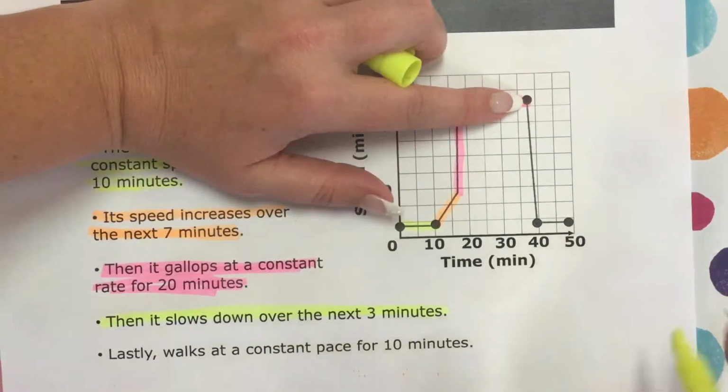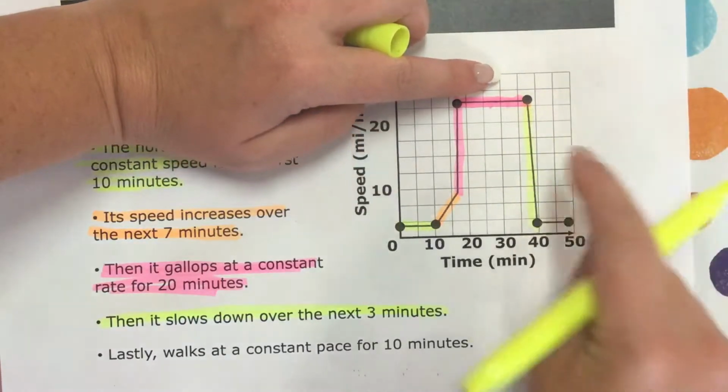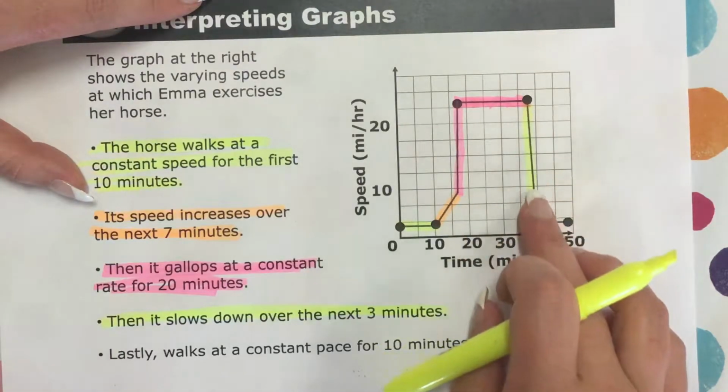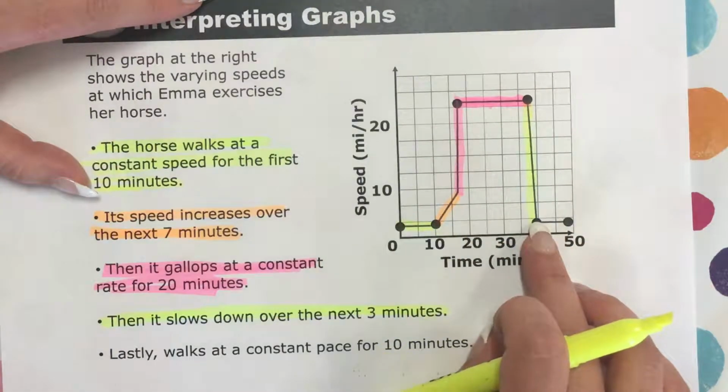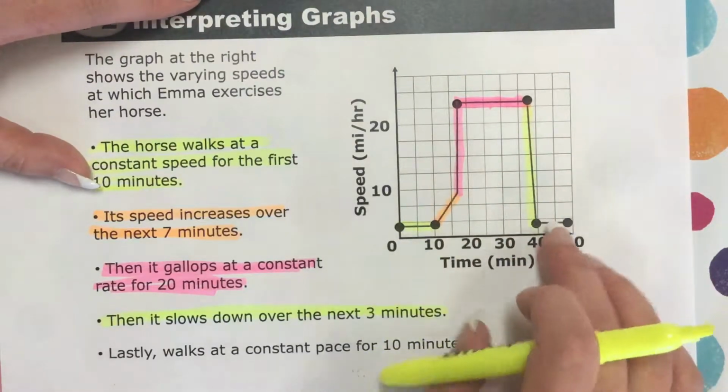So right here, over the next 3 minutes, it drastically slows down. And you can see the speed is dropping quite rapidly over the next 3 minutes. But it's kind of a consistent drop right down there.